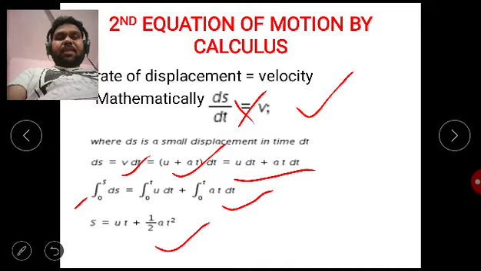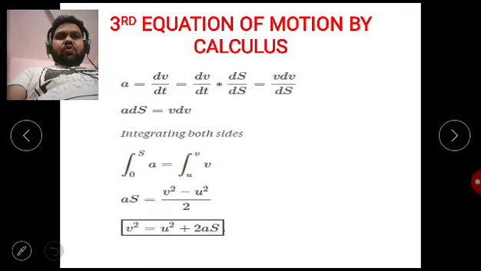Now we will move to the third equation of motion and we will prove it by using calculus. So how will you prove the third equation of motion?